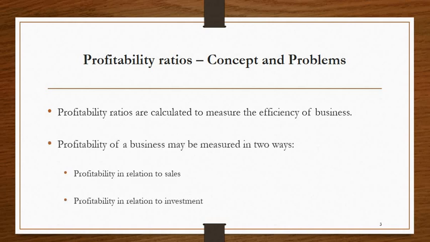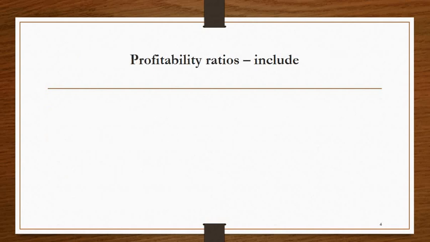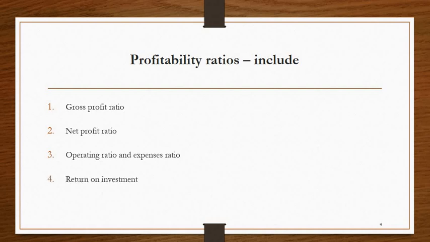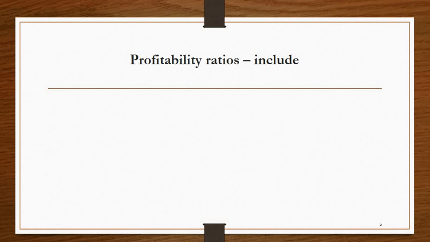Profitability of a business may be measured in two ways, and they are profitability in relation to sales and profitability in relation to investment. Profitability ratios include gross profit ratio, net profit ratio, operating ratio and expenses ratio, return on investment, return on equity, earning per share, dividend payout ratio, dividend yield ratio, and price earning ratio.